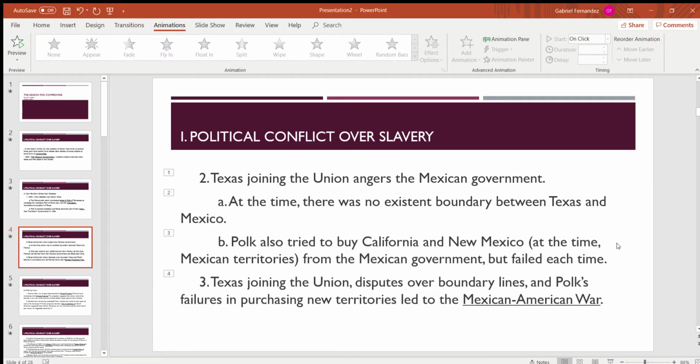So going back to the PowerPoint, the Mexican-American War breaks out. Very short war. It's only about a year and 9 months, resolved by the Treaty of Guadalupe Hidalgo. We're not going to talk too much about it, but you can look it up more in detail on the internet.